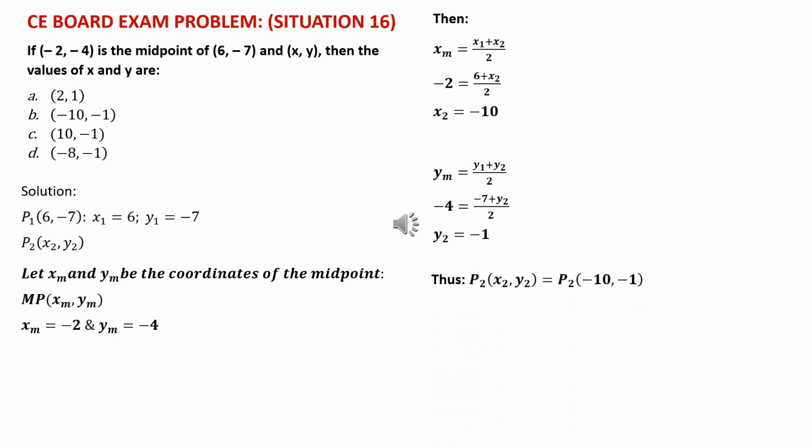Finally, our solution to this problem. The coordinates of point 2, P sub 2, x sub 2 and y sub 2 are, we have P sub 2, wherein negative 10 is our abscissa and negative 1 as our ordinate. Finally, we have x sub 2 equals negative 10 and y sub 2 as negative 1. Therefore, our answer is choice letter B.